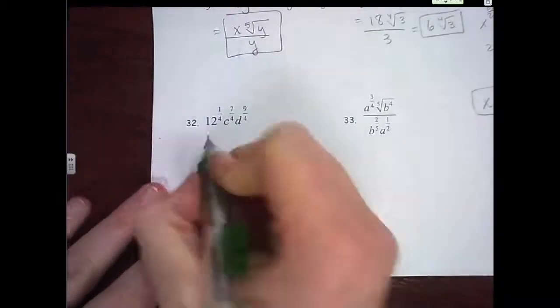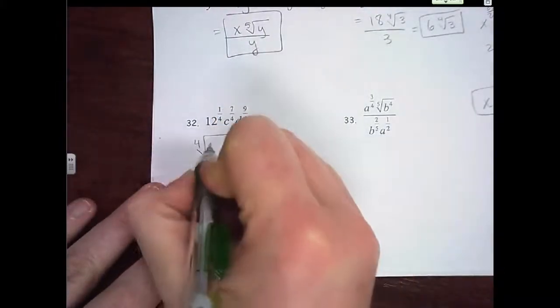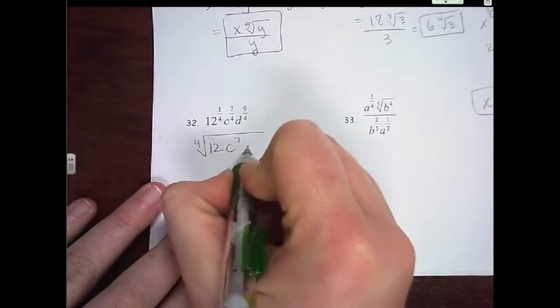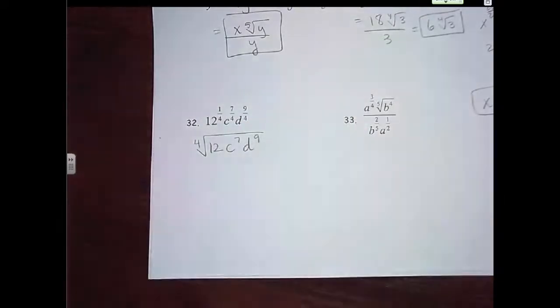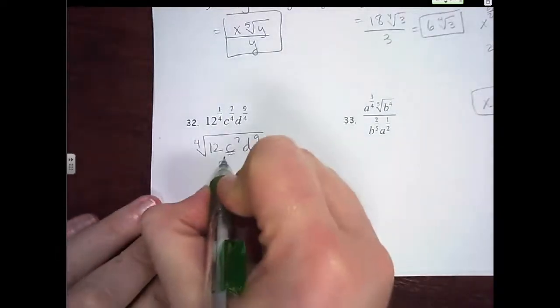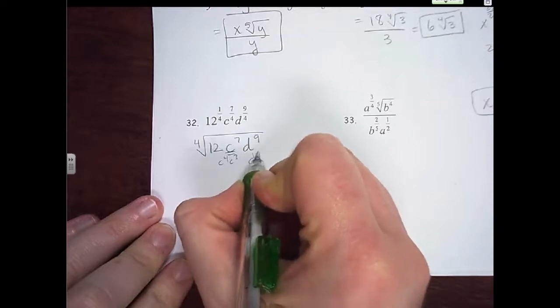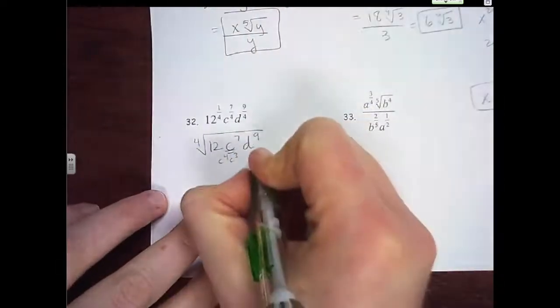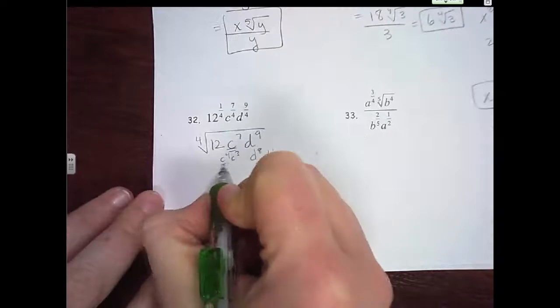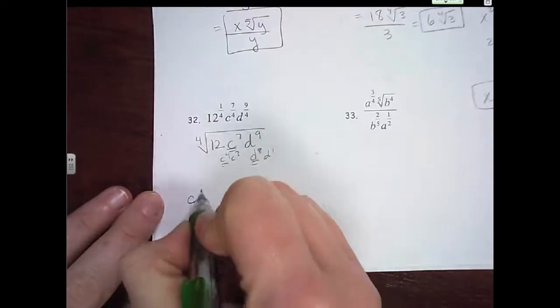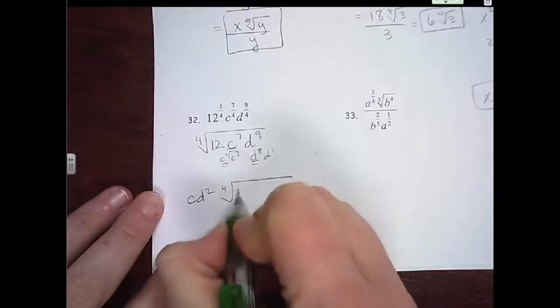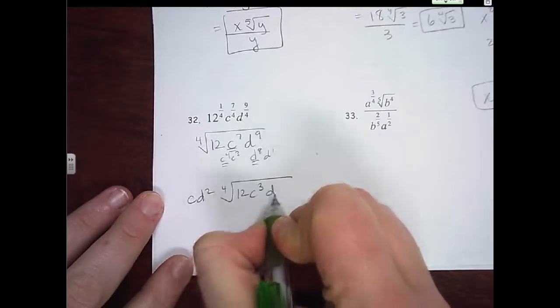32, they all have the same denominator, so I can go ahead and do the root. So I get 12, c7, d9. So this is going to be c4 and c3, and this is going to be d8 and d1. So I get c d squared, fourth root of 12 c3 d1.